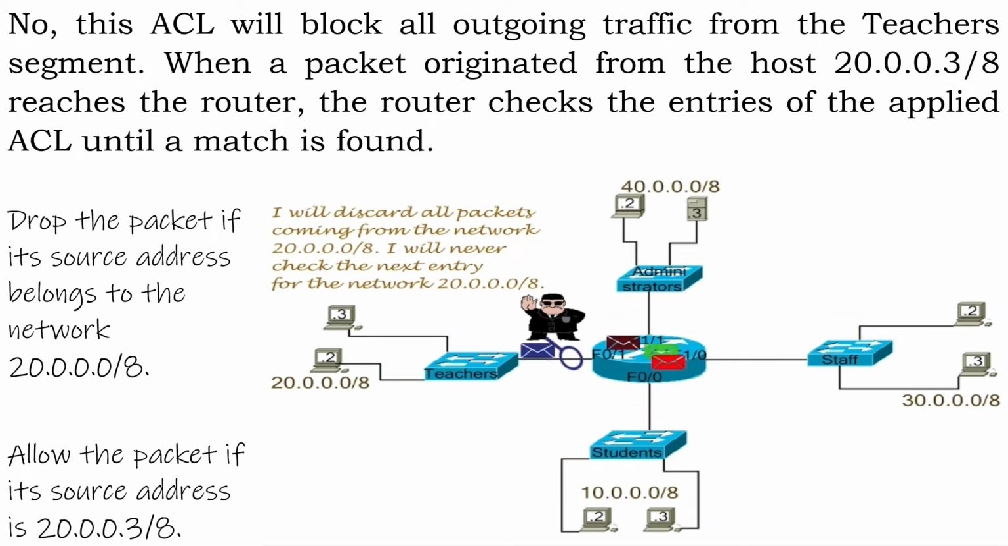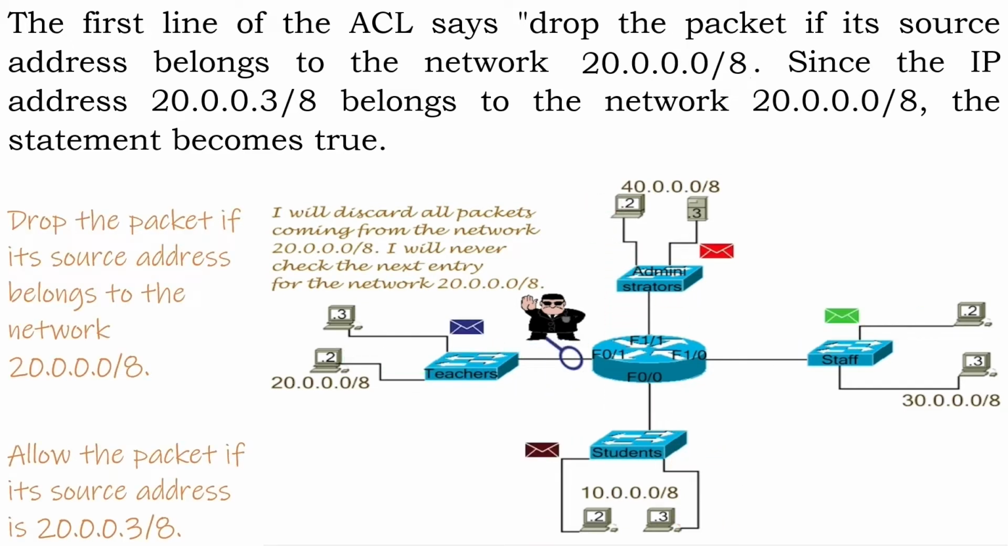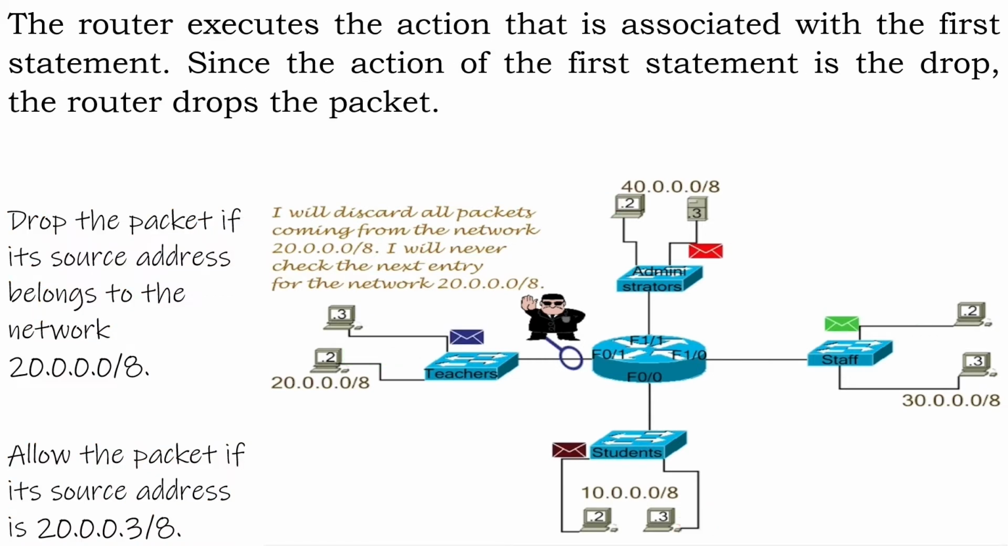When a packet originated from the host 20.0.0.3/8 reaches the router, the router checks the entries of the applied ACL until a match is found. The first line of the ACL says drop the packet if its source address belongs to the network 20.0.0.0/8. Since the IP address 20.0.0.3/8 belongs to the network 20.0.0.0/8, the statement becomes true. The router executes the action that is associated with the first statement. Since the action of the first statement is drop, the router drops the packet.